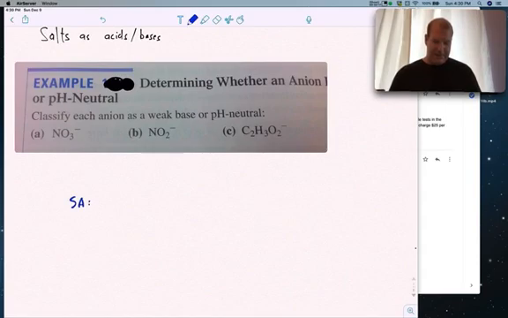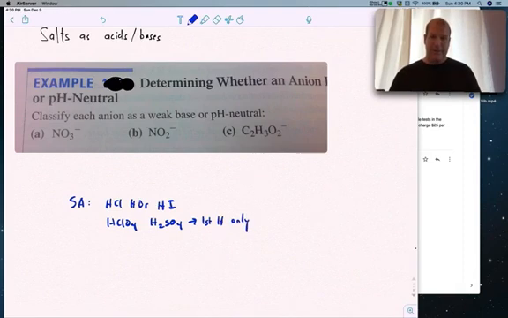The strong acids are HCl, HBr, HI, HClO4, and H2SO4. One thing though, this is the first hydrogen only, first H only. These are the strong acids, so they will not have a conjugate base. They will not react with water.